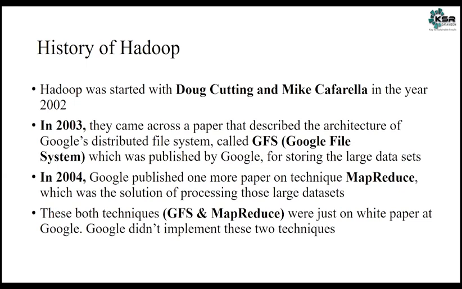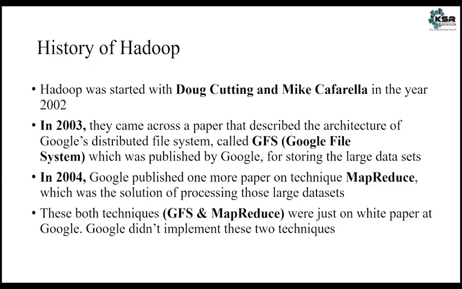Google was one of the companies that introduced a solution to handle big data. They came up with GFS, the Google File System, and for processing, they came up with MapReduce. But ideally, these were only on paper. They did not think too much about implementing this.